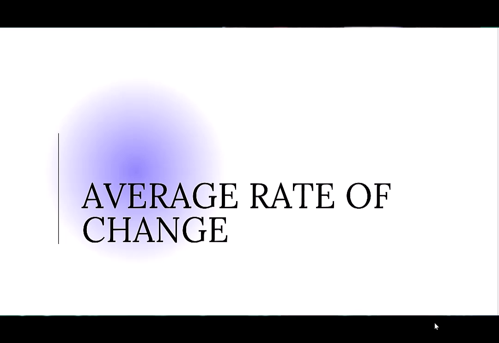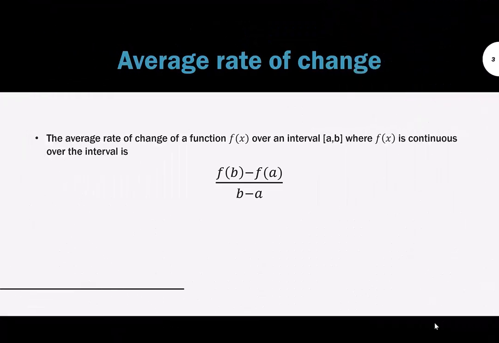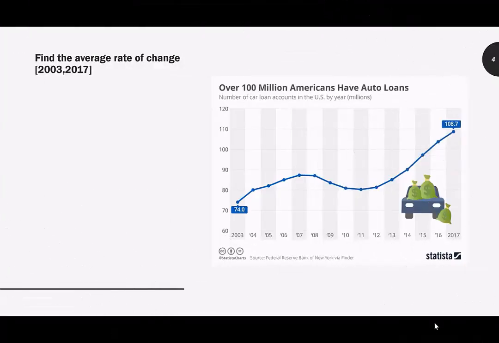Hi everybody, in this video we're going to look at the average rate of change. The average rate of change of a function f of x over a closed interval ab, where f of x is continuous over the interval, is f of b minus f of a over b minus a. Basically, it's the slope.